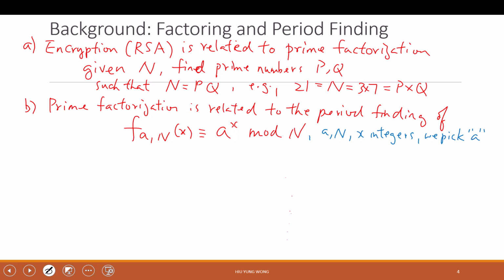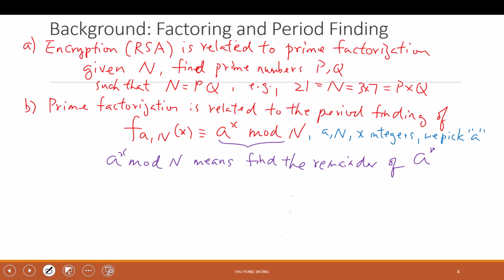So, of course, I also need to mention the meaning of this, right? What is the meaning of a^x mod N? It means find the remainder of a^x divided by capital N.